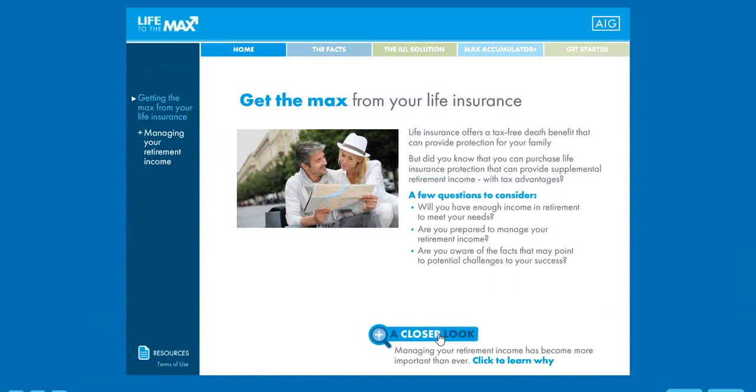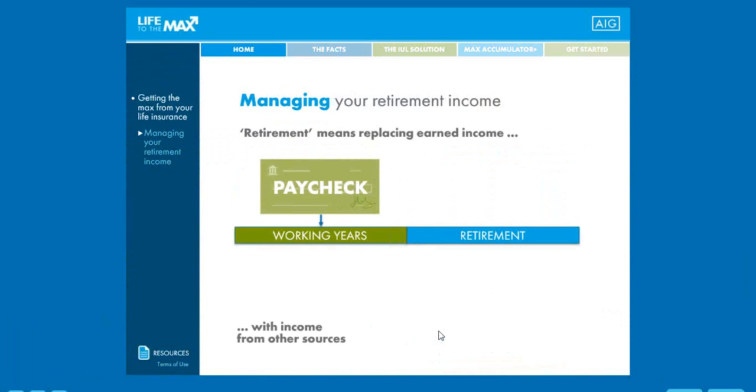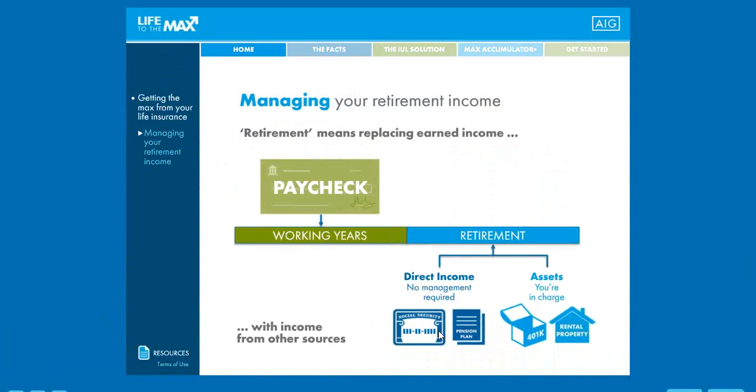Now, on every one of these pages, you're going to be able to see at the bottom here this closer look tab. And that's where you can expand upon the information on the page right there if you want to. So here's what I was just talking about, the sources of income during a person's retirement years. Right? You may want to skip this part for some clients, or this may be a very important part of the presentation with them.